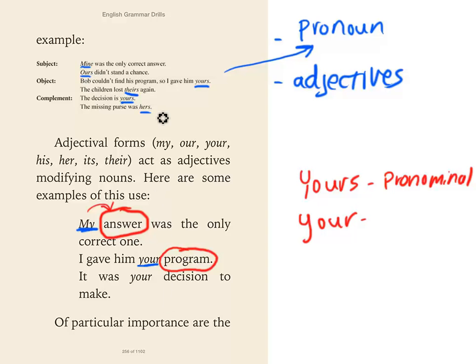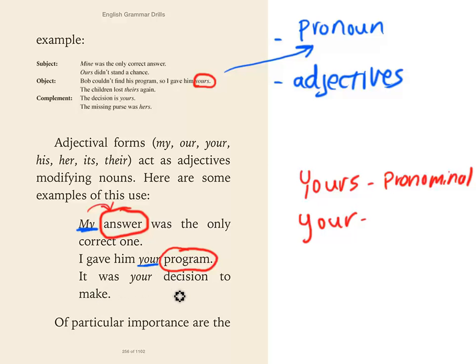Look at up here again, and we're going to flip back and forth here so we can see. If you look up here, I gave him yours. Yours stands all by itself. All right, it's the pronominal, it's the true pronoun. Your is just an adjective. It needs a noun afterwards, okay? So anytime you have a noun after the possessive, this is really an adjective.